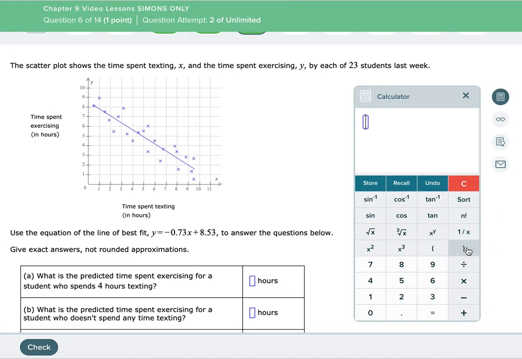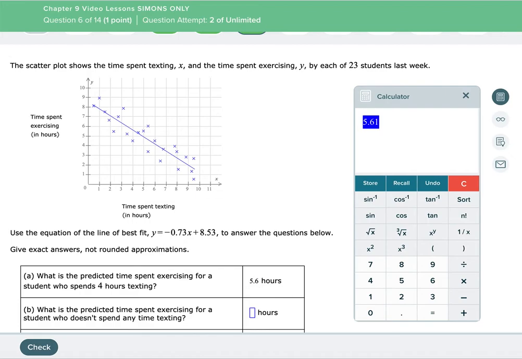All right, let's try that again. Negative 0.73 times, and then we're going to put in 4 because that's the value we're putting in for x. That's time spent texting is your x, times 4, and then plus 8.53. And if I did this right, this should give me like, I don't know, maybe 5.5 or so. Yeah, 5.61, not too shabby.